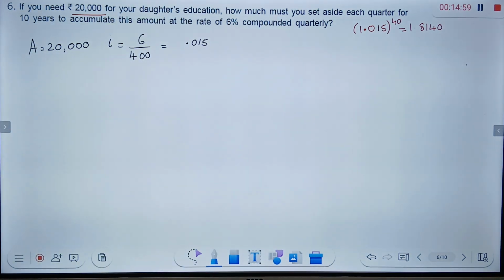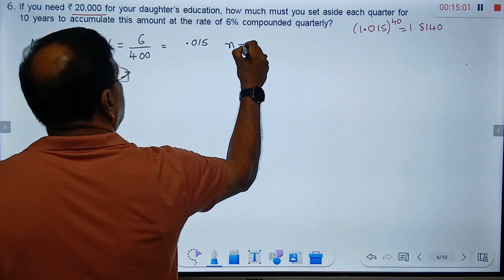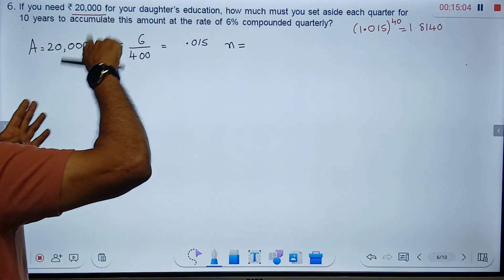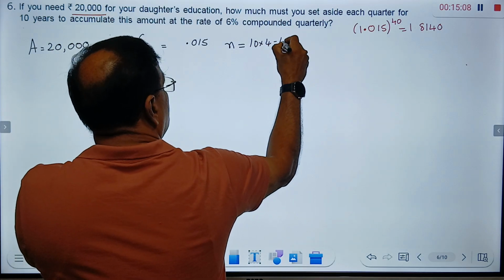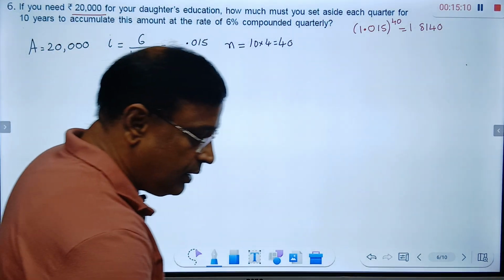0.015. Now, what is N? N is 10 years, but it's quarterly. So 10 into 4, which is 40. Am I clear with this?